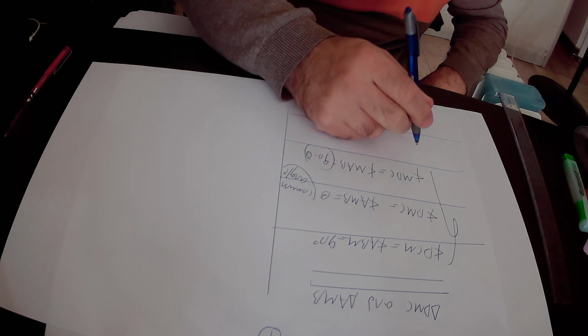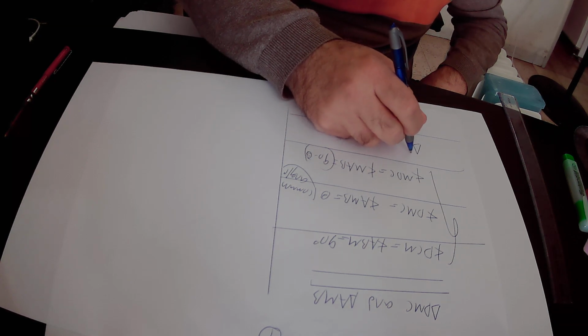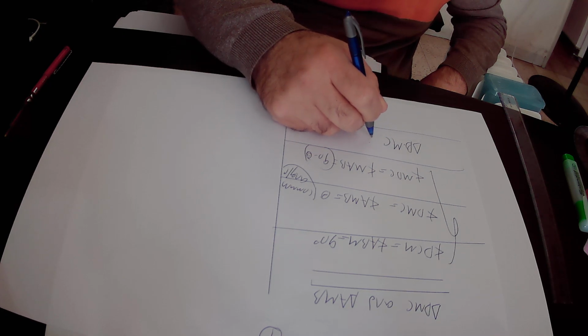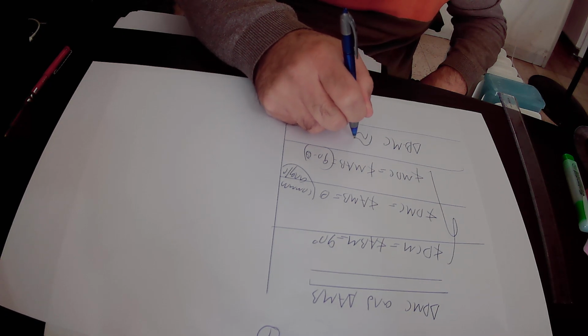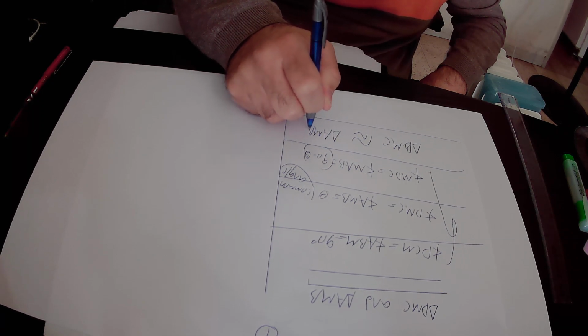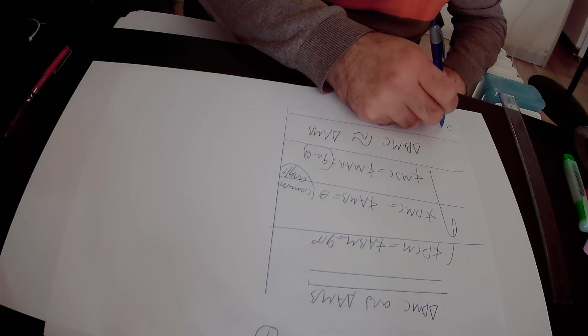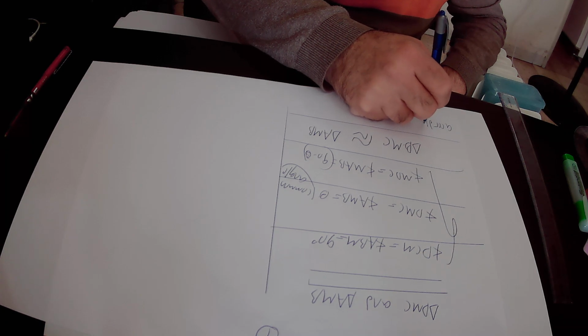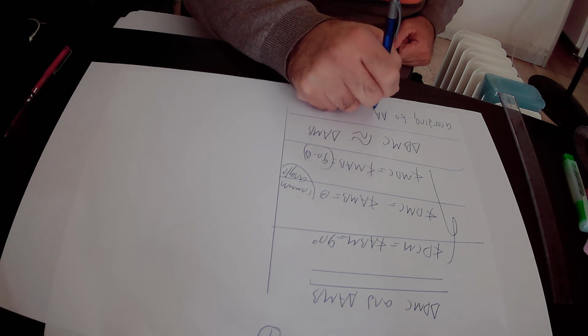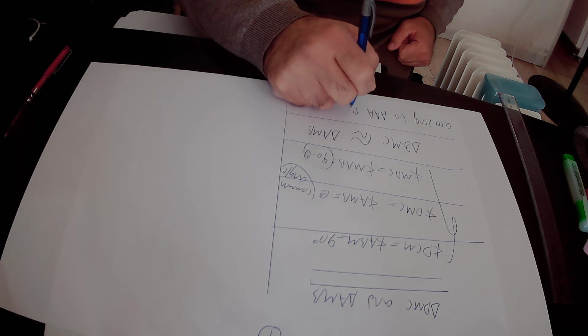So write it down. The big triangle DMC is similar, this is the sign of similar, to the small triangle AMB according to the angle similarity rule.